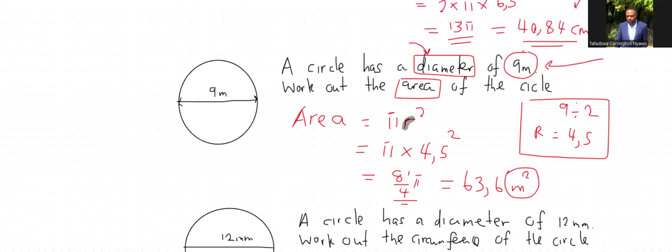The unit of measurement for area is very important. So squared. You see, I didn't say meters. I said meter squared. All right, now let's move on to the next question.